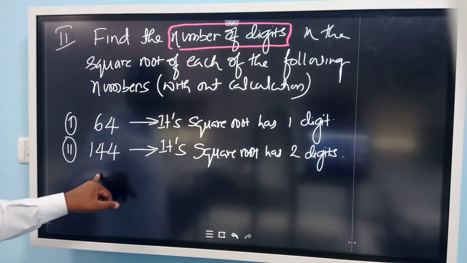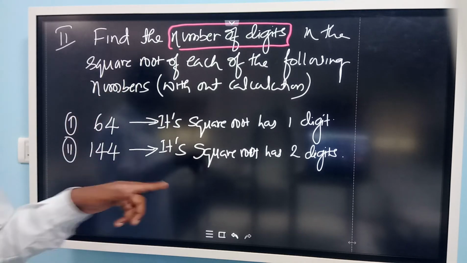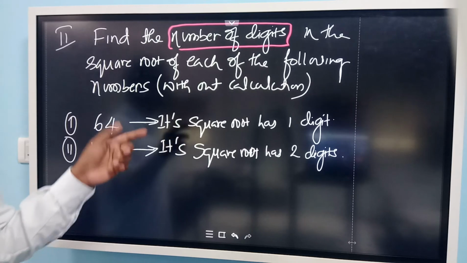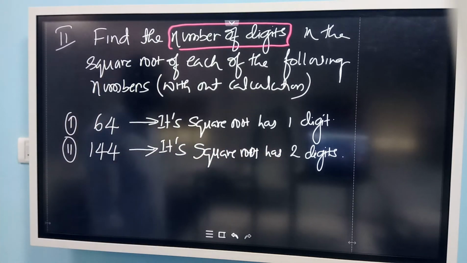Because it is an odd number of digits, 3 digits. 3 plus 1 by 2. N plus 1 by 2. 3 plus 1 means 4. 4 divided by 2 gives you 2. That is the 2 digits in the square root.